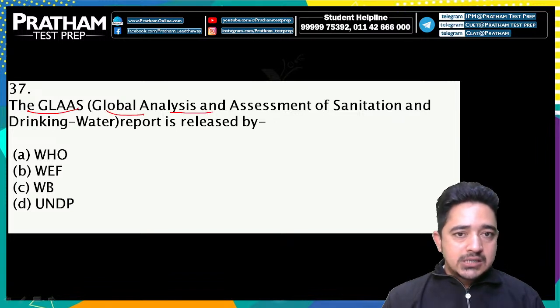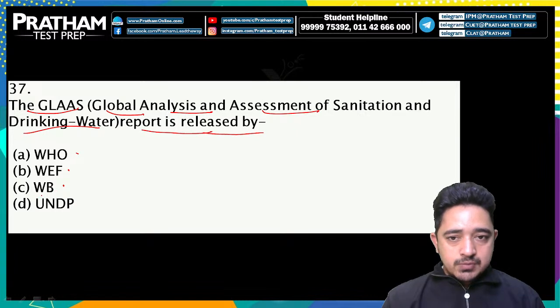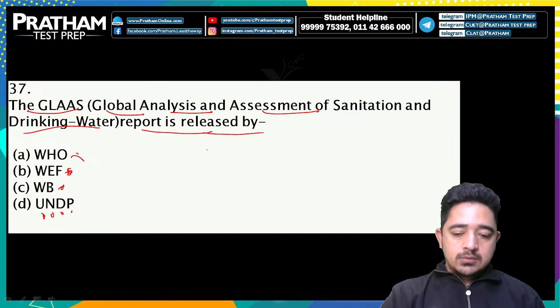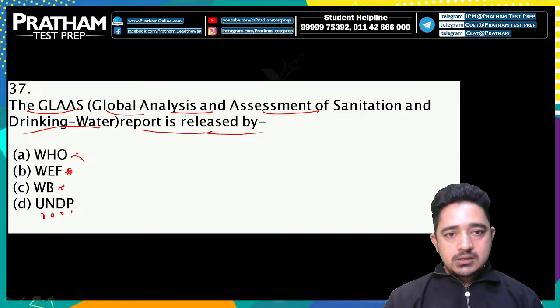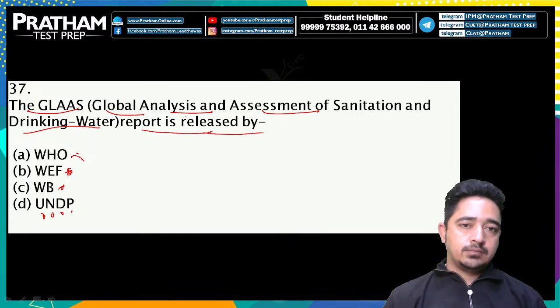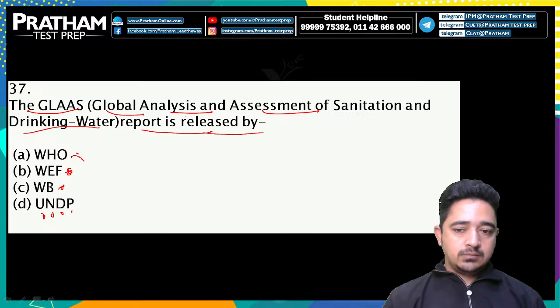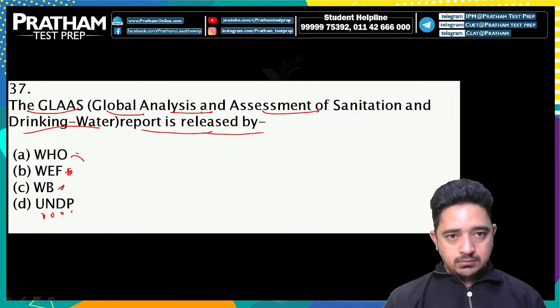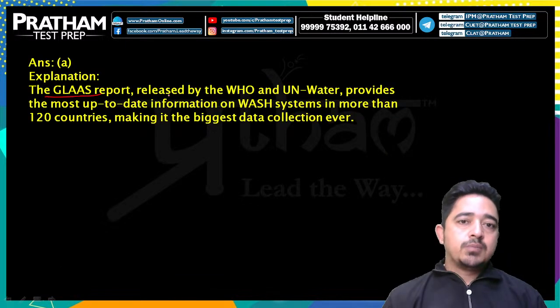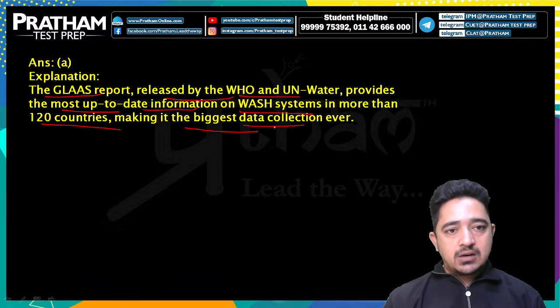The GLAAS, which is called the Global Analysis and Assessment of Sanitation and Drinking Water Report, is released by WHO, WEF, WB, and UNDP, which means World Health Organization, World Economic Forum, World Bank, and United Nations Development Programme. Who released the GLAAS report? It's the Global Analysis and Assessment of Sanitation. So the GLAAS report released by WHO and UN Water provides the most up-to-date information on WASH systems in more than 120 countries, making it the biggest data collection ever.